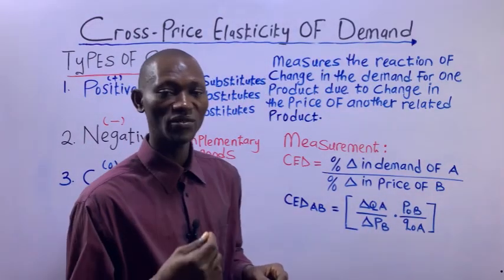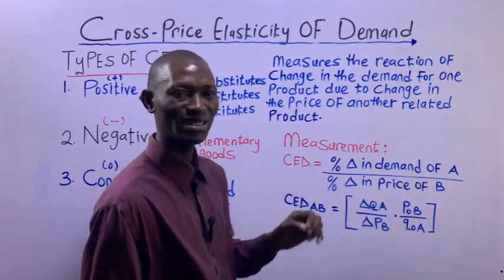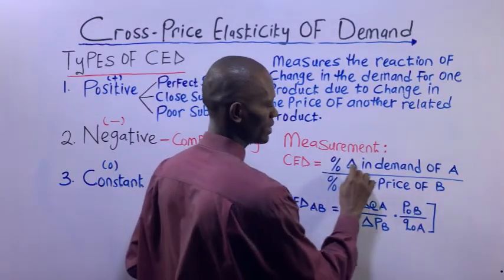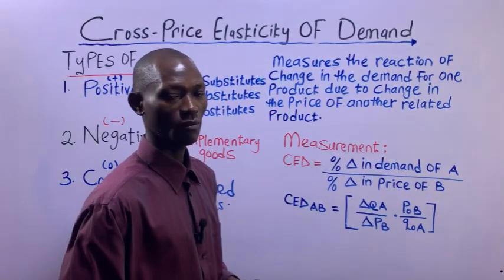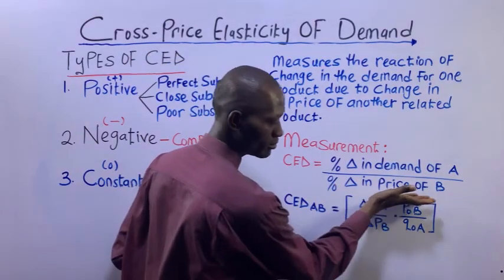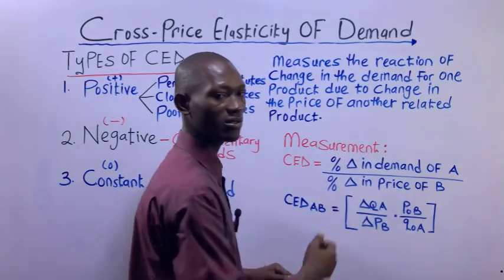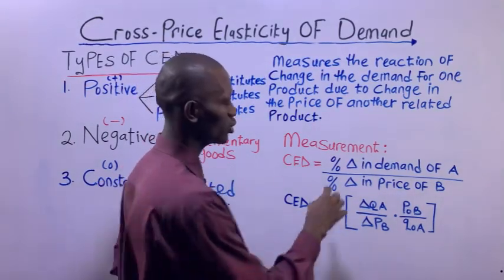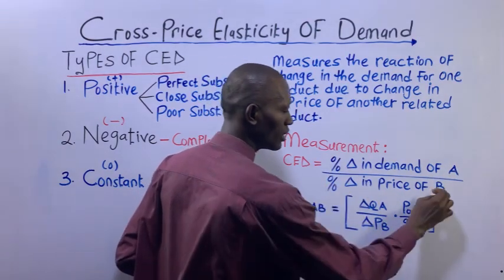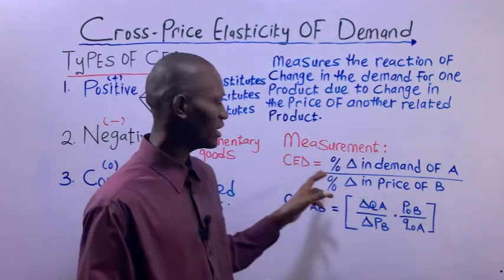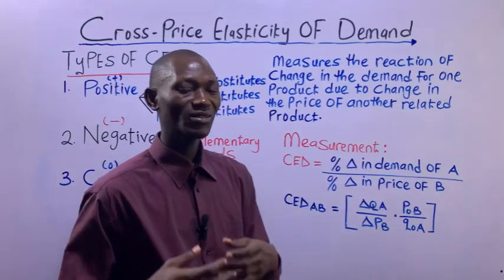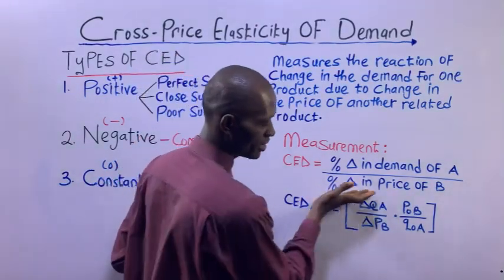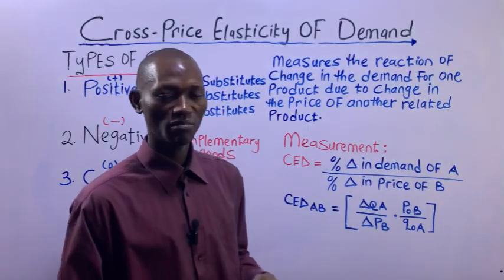An independent variable determines the dependent variable. So the dependent variable in this regard is percentage change in the demand for commodity A. Any change in the price of B will cause a change in the demand for commodity A. So this is the dependent variable while this is the independent variable. The dependent variable is determined by the independent variable, and the independent variable determines the dependent variable.